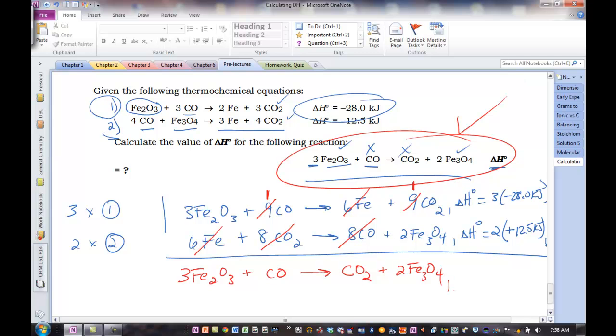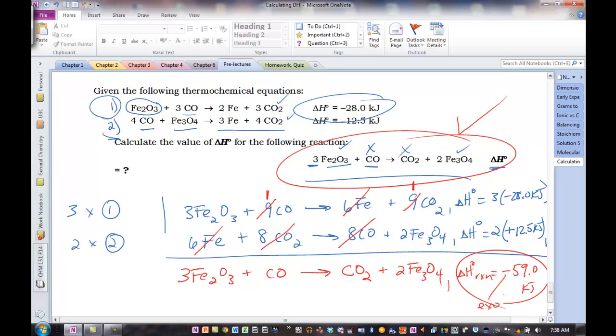All right, now we just have to add these together to get the delta H of this reaction. So 3 times a negative 28, that's a negative 84. 2 times 12.5 is going to be 25, so we're going to add 25 to that. And we should get a negative 59 kilojoules for this reaction. Okay? Exothermic.